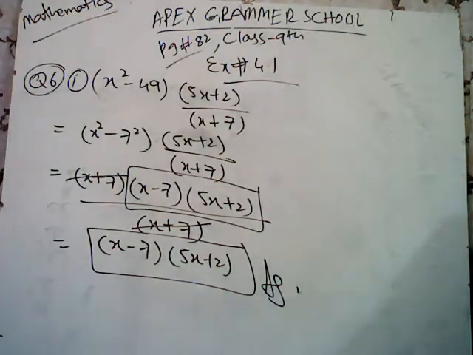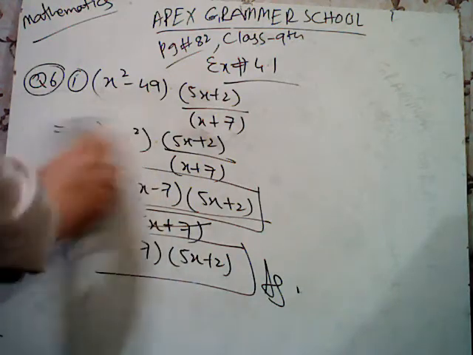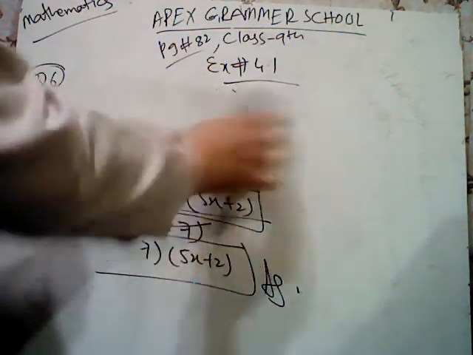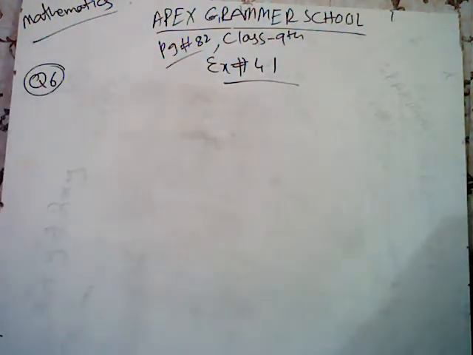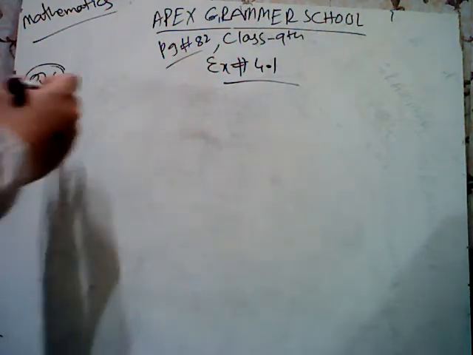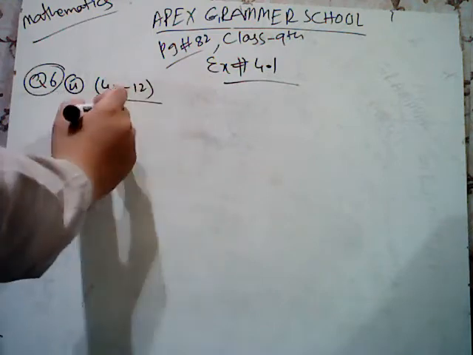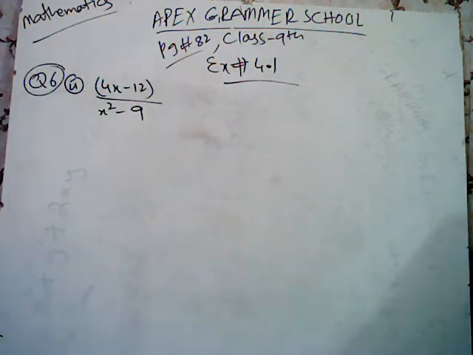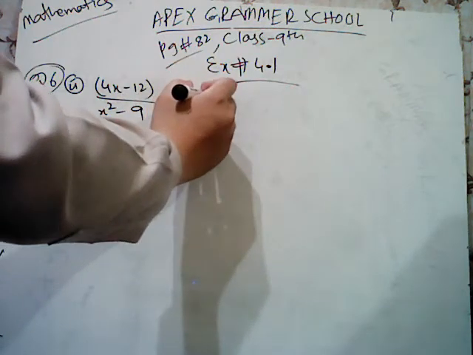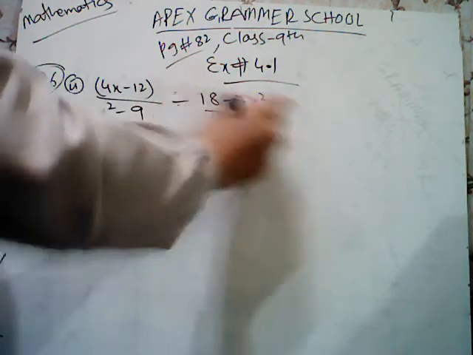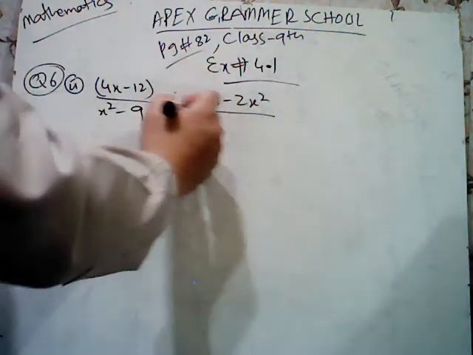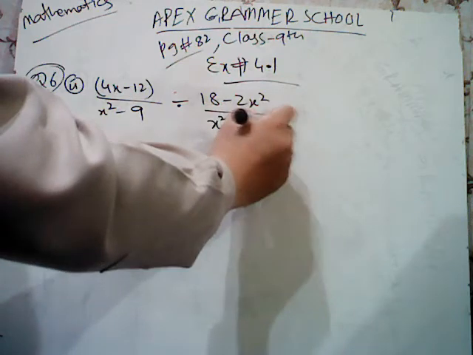Move toward part 2. The part 2 of exercise 4.1 is 4x minus 12, and in denominator it is x square minus 9. This is divide sign and it is 18 minus 2x square, and in denominator x square plus 6x plus 9.